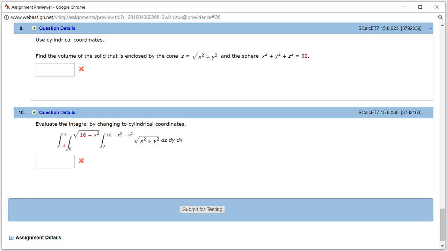Alright, let's look at homework 15.8, problem number 9. We want to use cylindrical coordinates to find the volume of the solid enclosed by the cone z equals the square root of x squared plus y squared, and the sphere x squared plus y squared plus z squared is equal to 32. Alright, so let's do that.